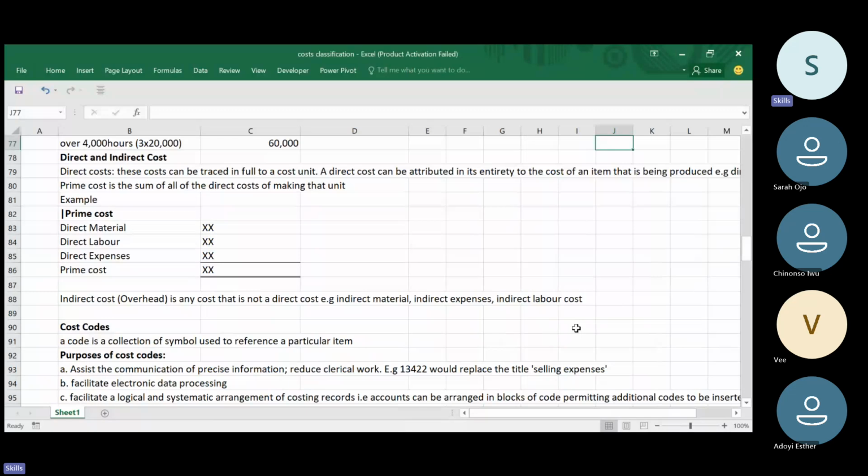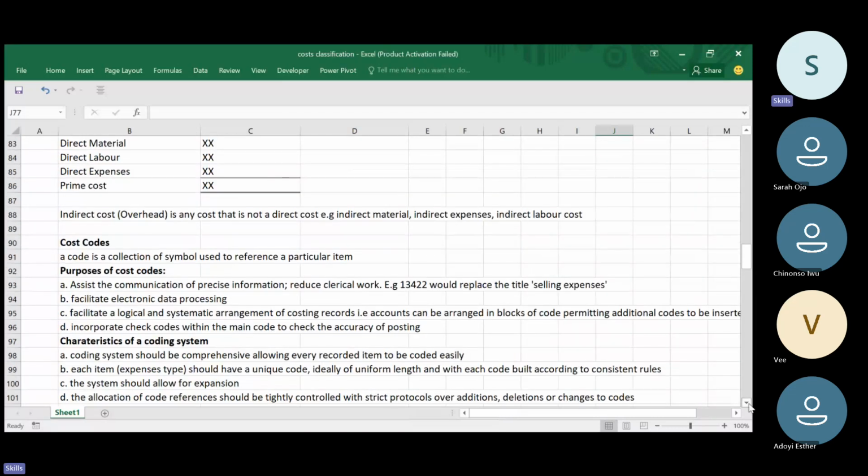Then cost code. A code is a collection of symbols used to reference a particular item. So how do you code cost? You codify cost, you give them codes. And this is what code is. It's a collection of symbols used to reference a particular item.